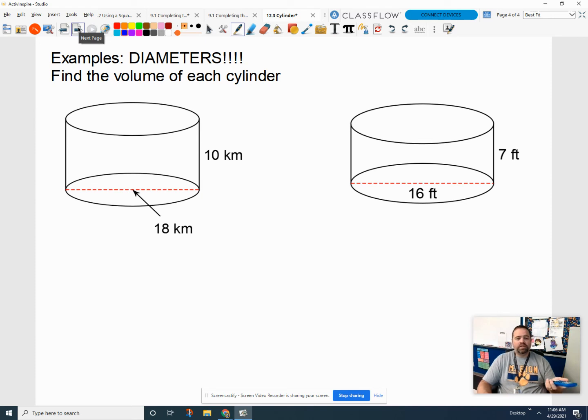All right, so this is what I was saying. You've got diameters here. That doesn't change anything. You have to be able to switch on the fly and say, oh, I need a 9 over here instead of an 18. Or, oh, I need an 8 over here instead of a 16. Okay, cut it in half.